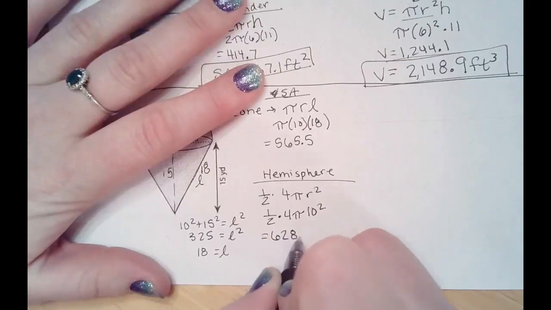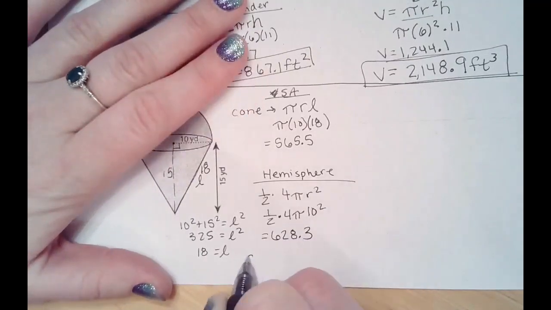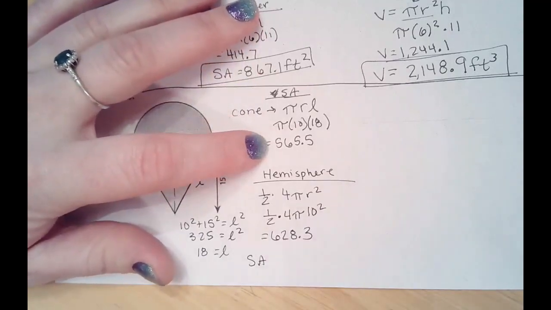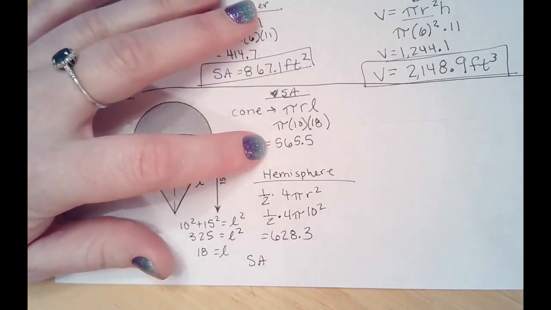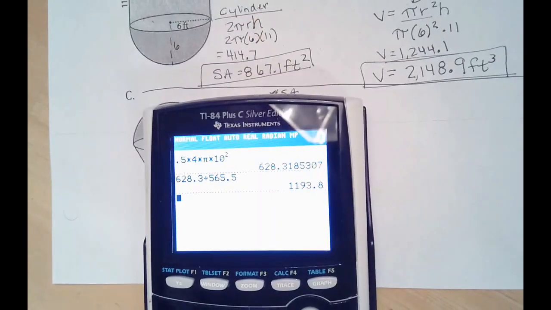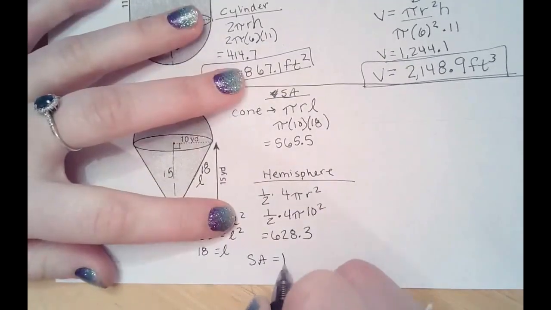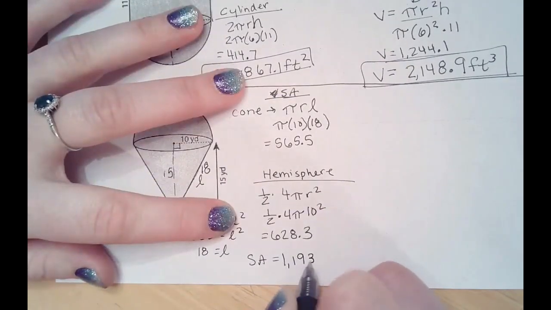Our entire surface area is adding these two pieces together. So 628.3 plus 565.5 should get 1,193.8. And it is yards squared.